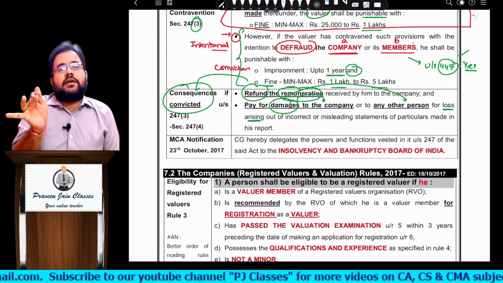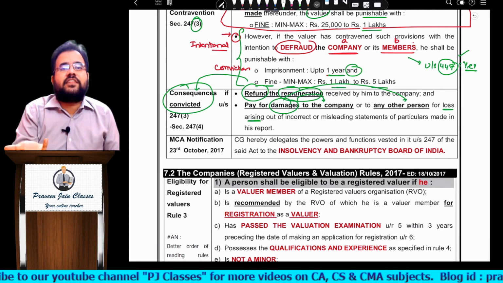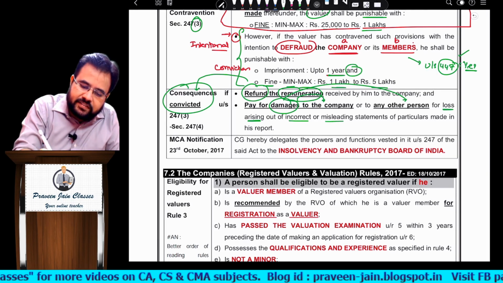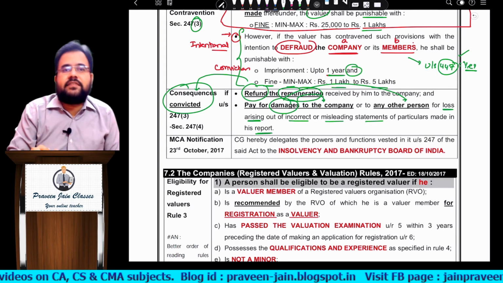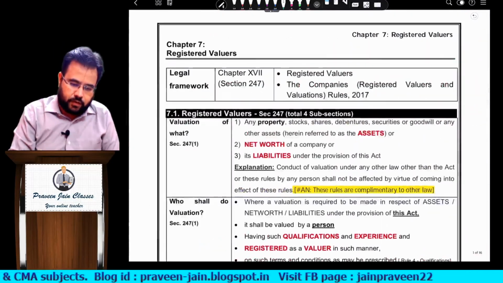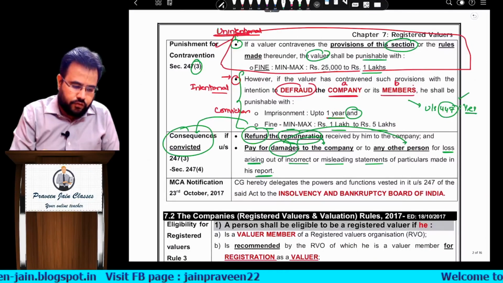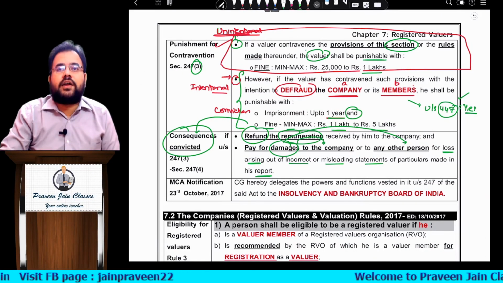Now imagine a loss has not come, sir. So can I say there is no question of damages, sir? So the loss has come out of incorrect or misleading statements or particulars made in his reports. Is this point clear, sir? Okay. So this is the total section of 247, sir. I hope you understood this section, sir.